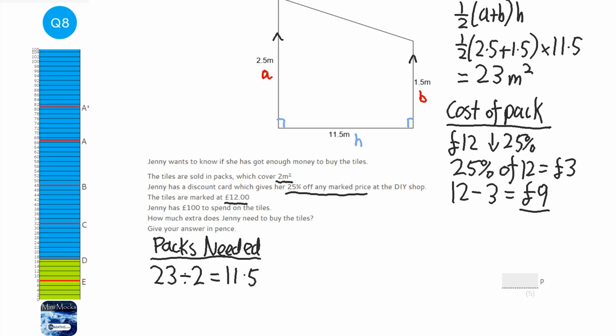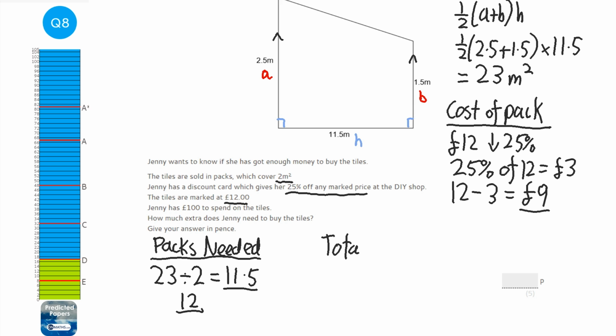So I need 11.5 packs. Well, unfortunately, shops don't like you taking half a pack. Trust me, I've tried. They really don't like it. So you must always round this up. Otherwise you won't have enough. If you round it down, say if it came out as 11.4, if you rounded that down, you won't have enough. So there'll be a patch of untiled floor in your kitchen. That's not good. So the answer is going to be 12. So I need 12 packs.